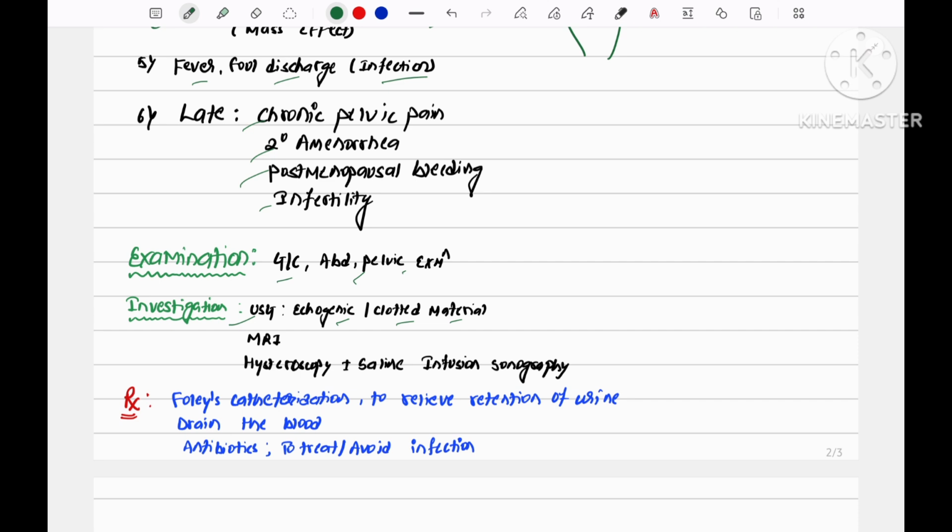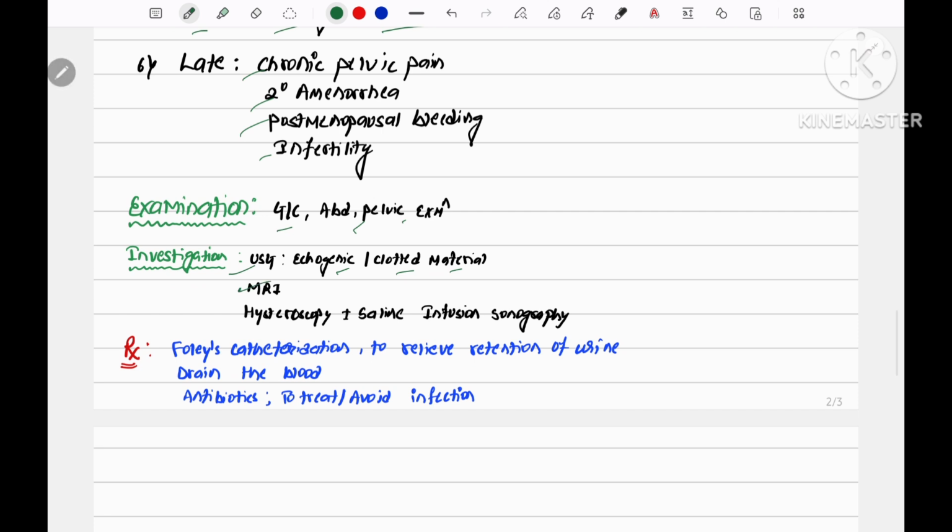The second investigation we can do is MRI. These are usually not needed, but we can do them. And the third one is hysteroscopy or saline infusion sonography. These are investigations which were done previously; nowadays these are not preferred. Only ultrasonography is done.